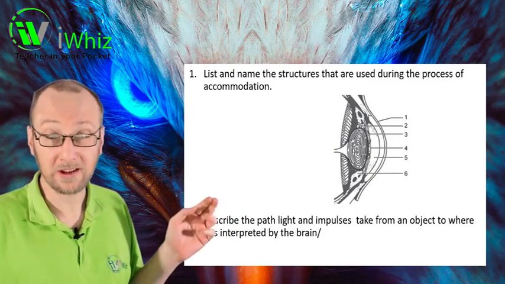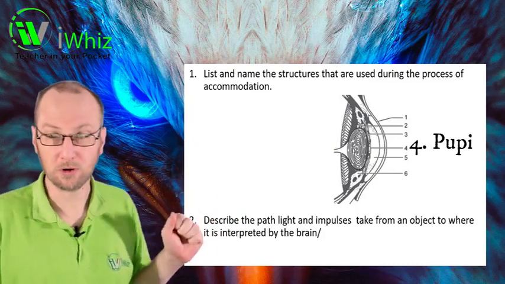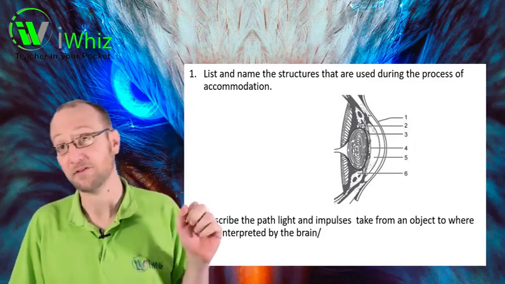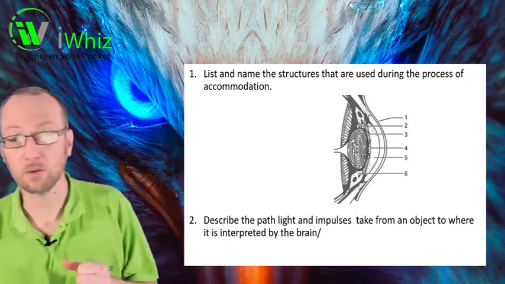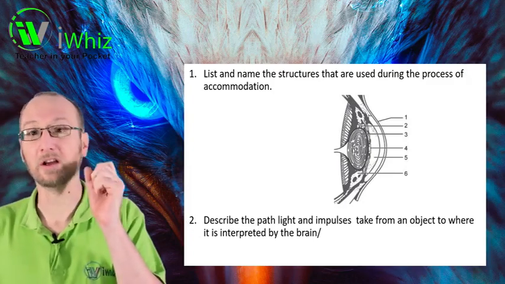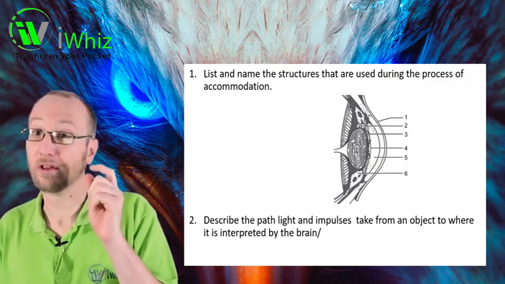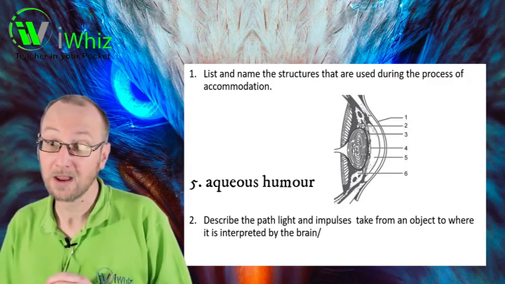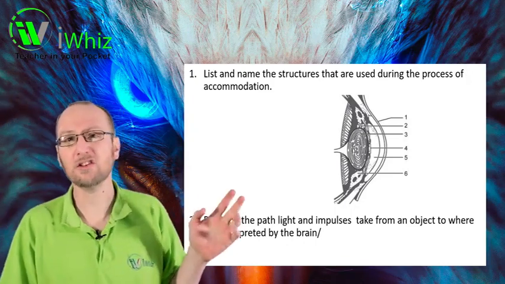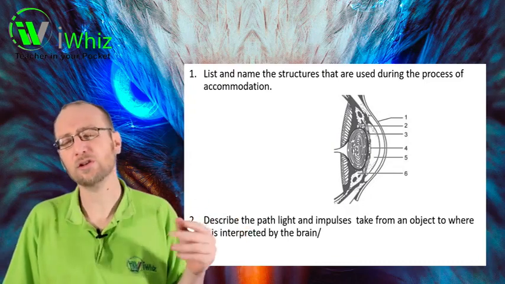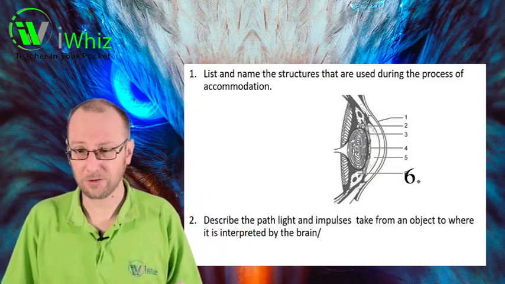Number 4 then is the pupil. Number 5 is the fluid found between the lens and the cornea, and this is called the aqueous humor. And then finally we have number 6, which is pointing to the muscles of the eye, which are known as the iris.